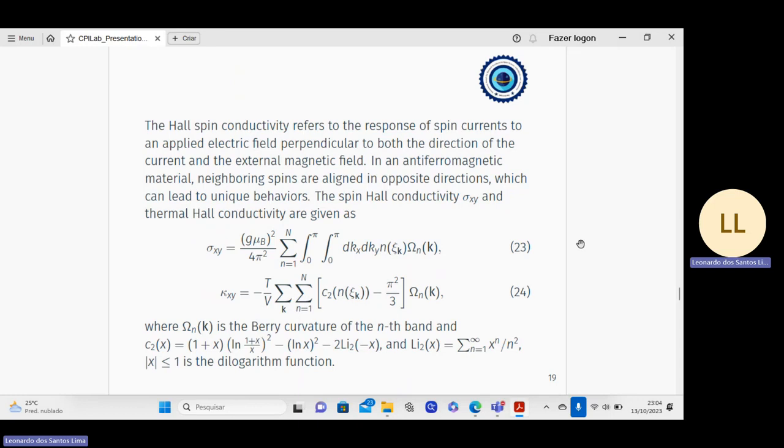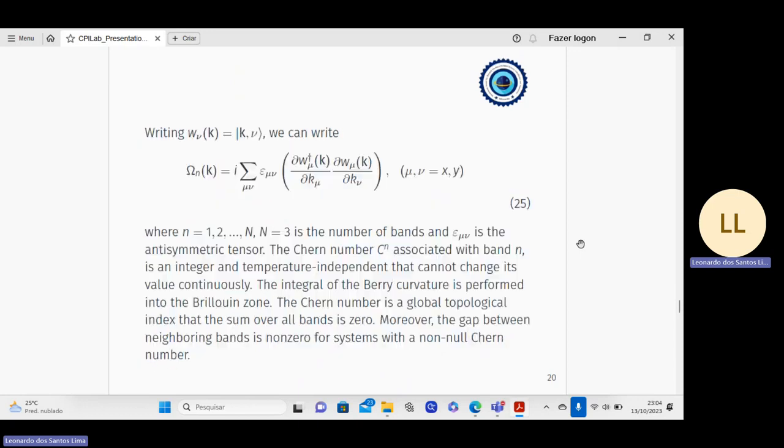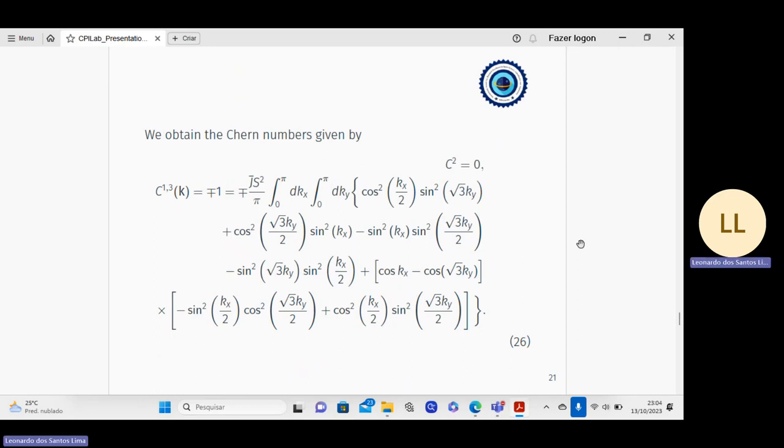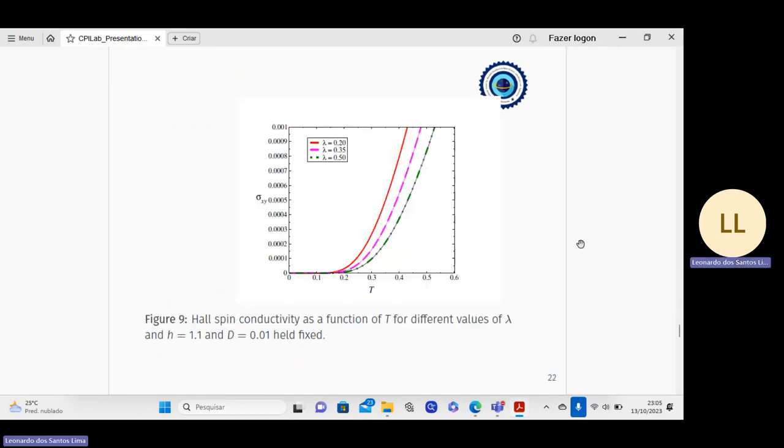C2 is given in terms of the logarithm function given by this expression. I write the states given by this equation and obtain the expression for the Berry curvature given by equation 25. Making an analytical calculation, we obtain the following expression for the Berry curvature for the different magnon bands of the system, 1 and 3.